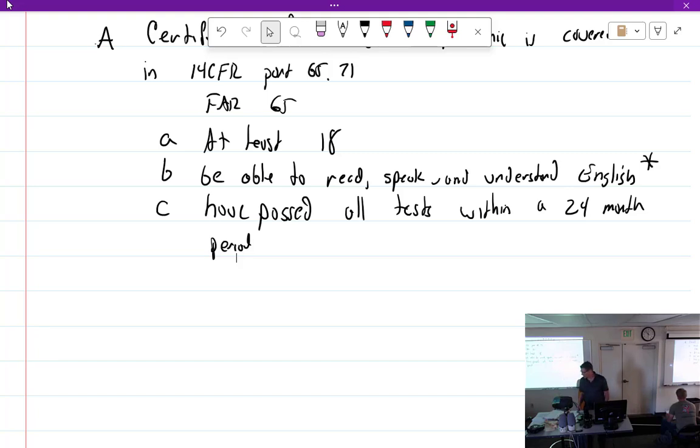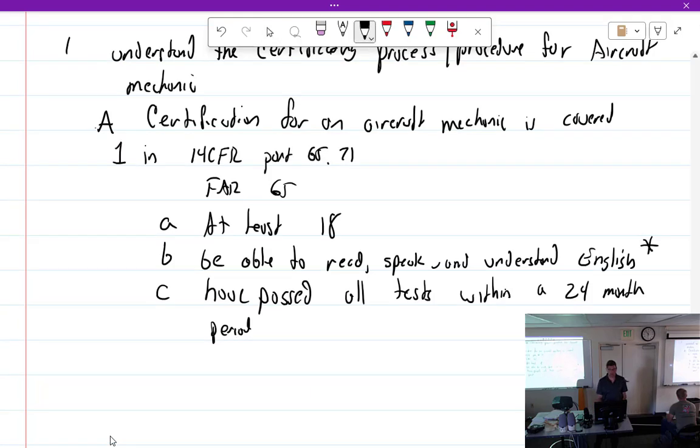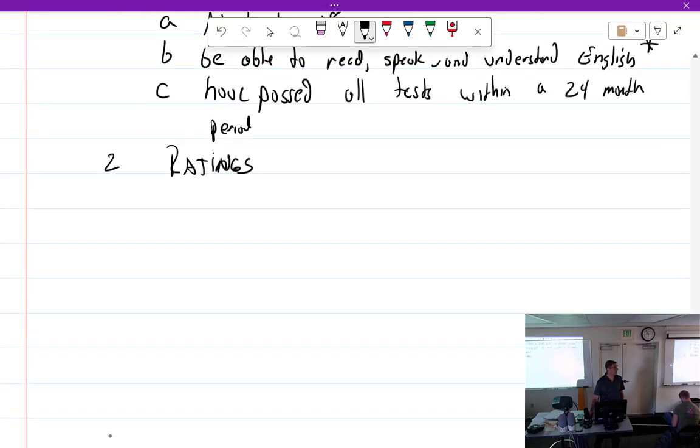All right, let's see. And comply with the section of subpart D that apply to your rating. That was confusing stuff. Okay, what are the ratings? There are different ratings. The ratings are power plant and airframe.